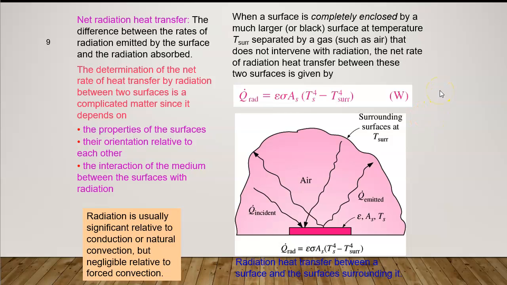Okay, then here we have another formula for the net heat transfer, which is the difference between the rate of radiation emitted by the surface and the radiation absorbed. So for a surface like this, for example, the formula is equal to epsilon times sigma times As times the difference between Ts and T surroundings, both raised to the power of 4 before we subtract.